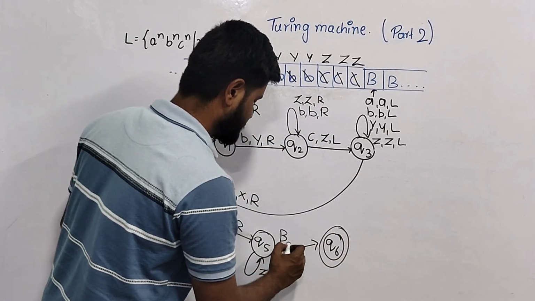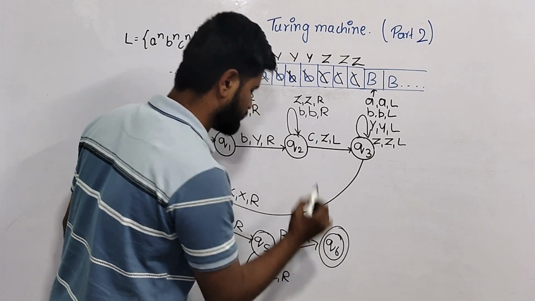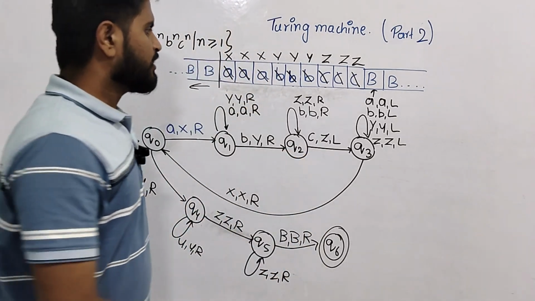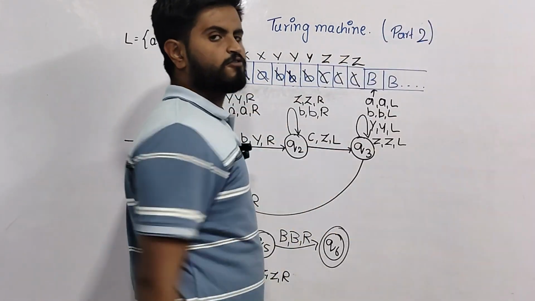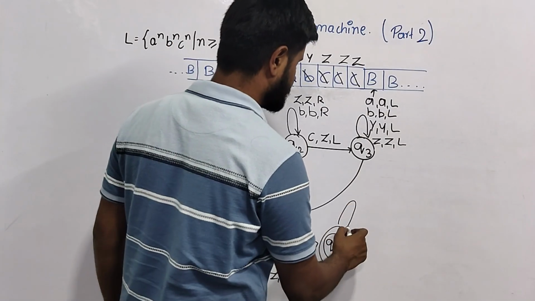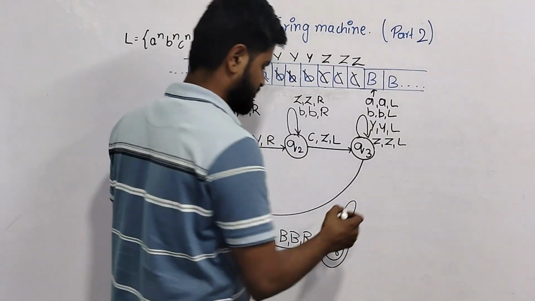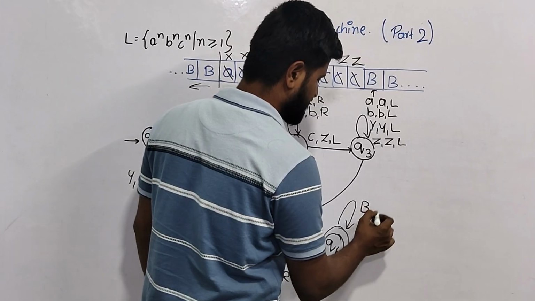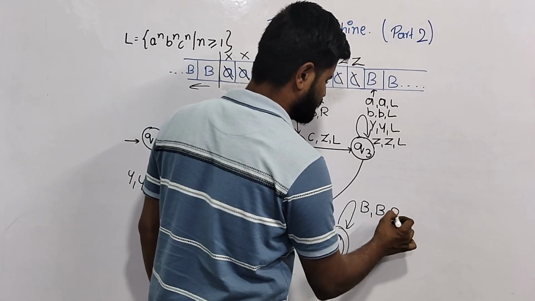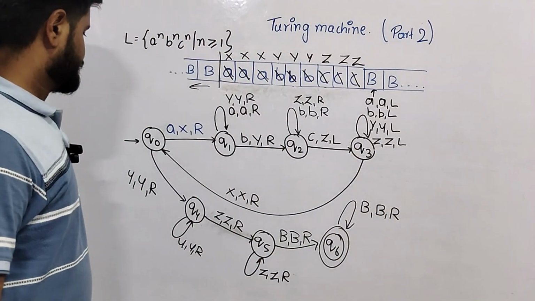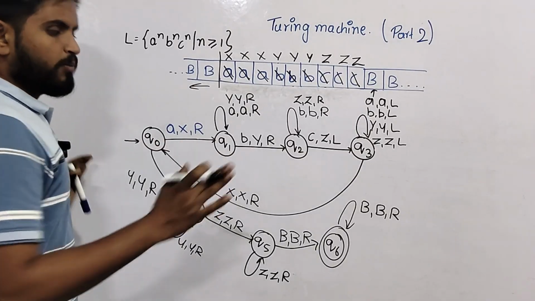If blank space is there, write blank space as it is and move towards the right side. Now if an infinite number of blank spaces is there, I will give the self loop for the final state. How many blank spaces may come? Write it as blank space and move towards the right side. Now the problem is over.